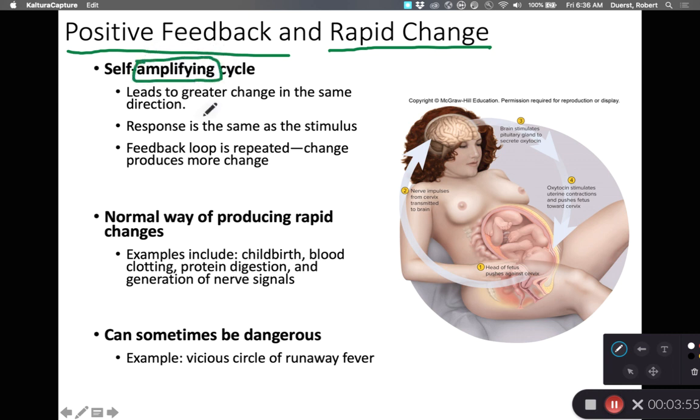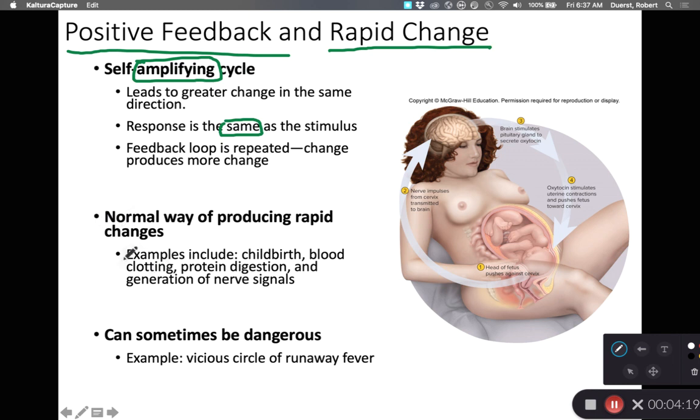When I talked about negative feedback, the response was always going to be opposite of the stimulus. With a positive feedback loop, the response is going to be the same as the stimulus. So our response is the same as this instead of the opposite. And this causes the stimulus to get stronger and stronger and stronger, which causes the response to become stronger and stronger and stronger.